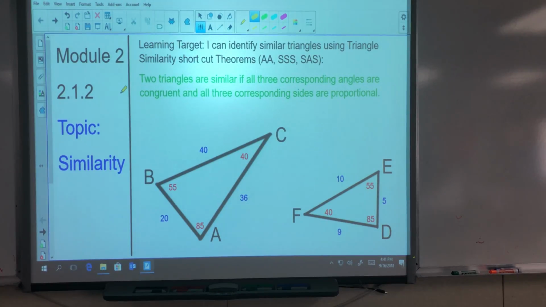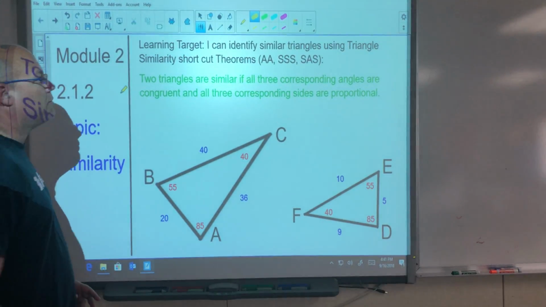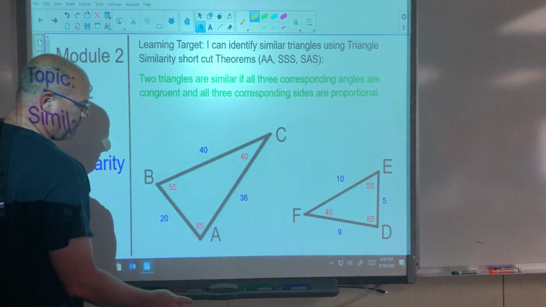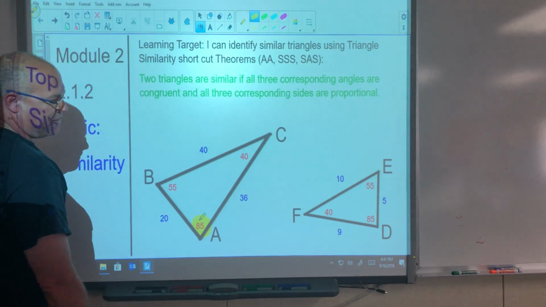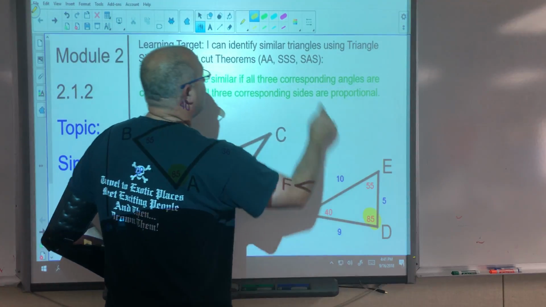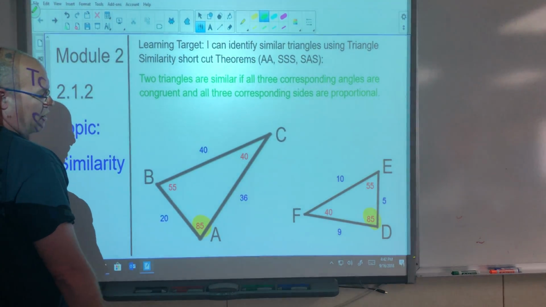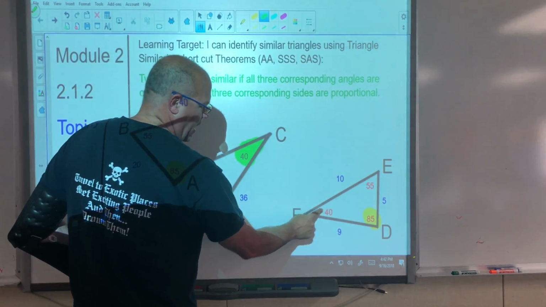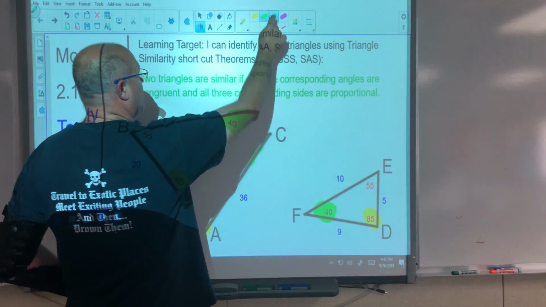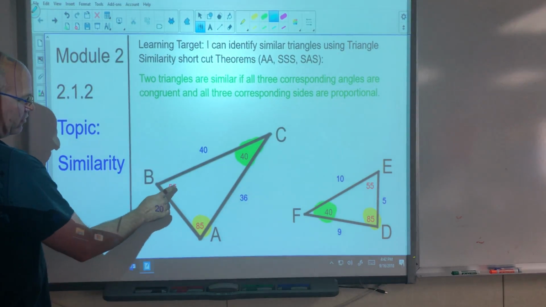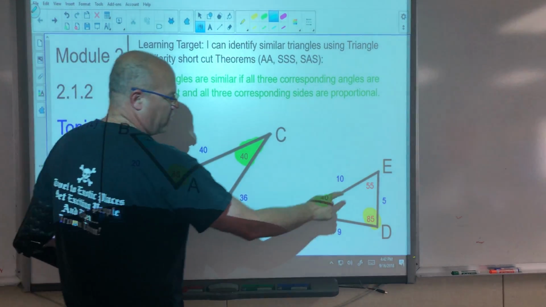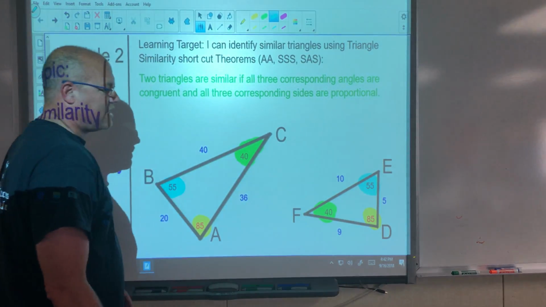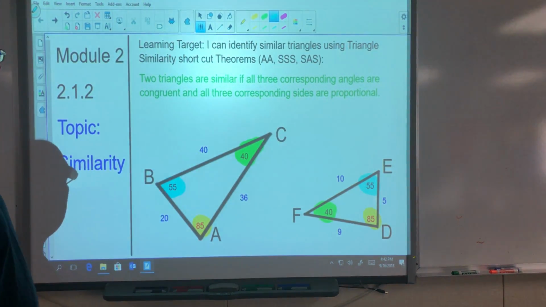First off, we have similar triangles when all three corresponding angles are congruent and all three corresponding sides are proportional. So corresponding angles here: angle A is 85 degrees, angle D is 85 degrees, those correspond. Our smallest angle is angle C, which is 40 degrees. Angle F is 40 degrees, those correspond. Our mid-size angle is angle B, which is 55 degrees, and angle E, which is 55 degrees. So in this case, all three corresponding angles are congruent.